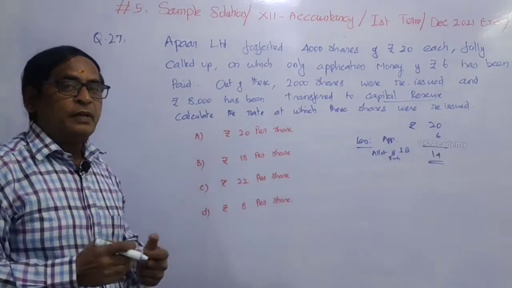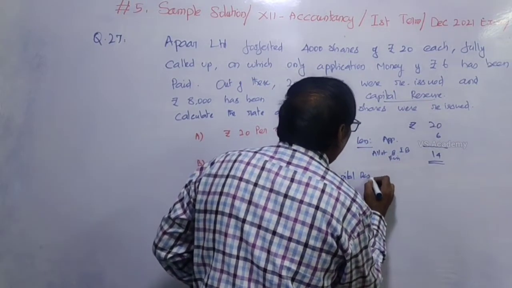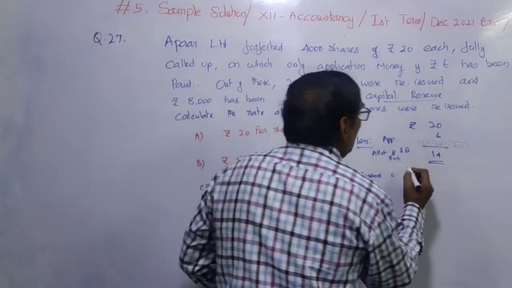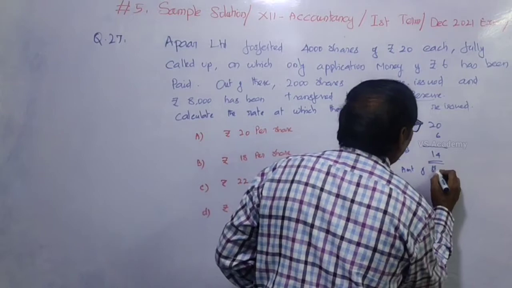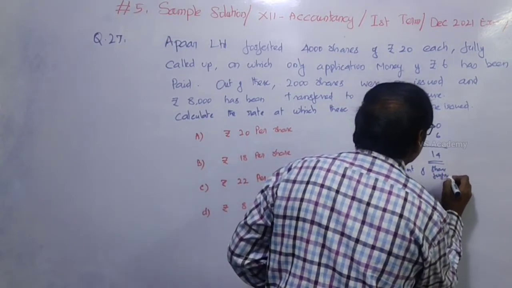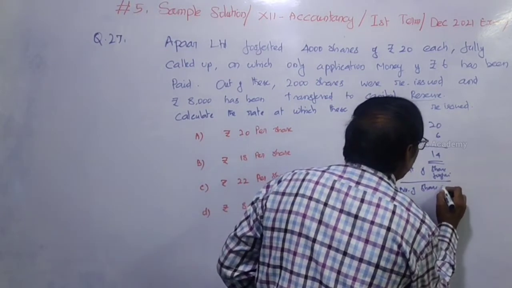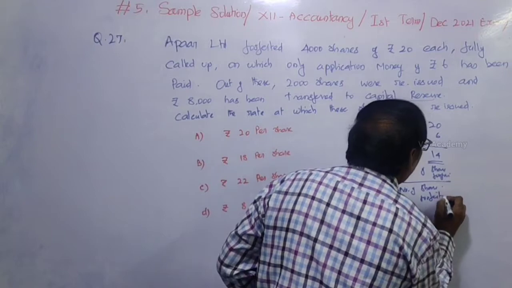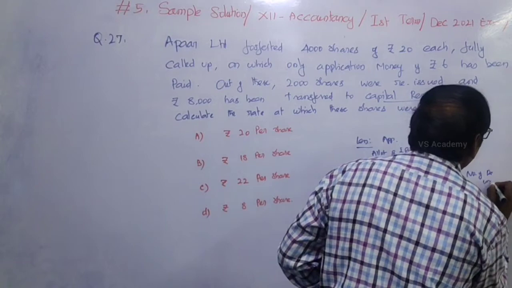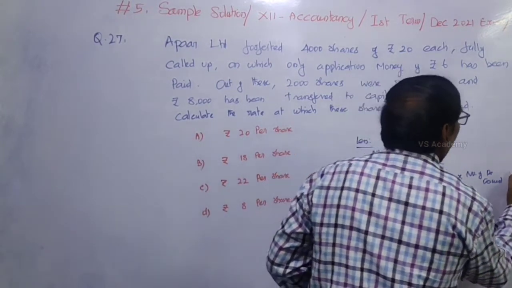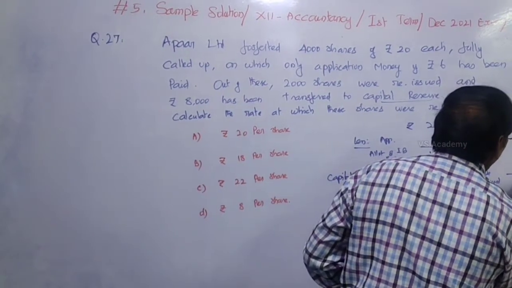What is the formula for capital reserve? Capital reserve is equal to the total amount of share forfeiture divided by the number of shares forfeited, into the number of shares reissued, minus the discount on reissue. This is a formula, please remember.